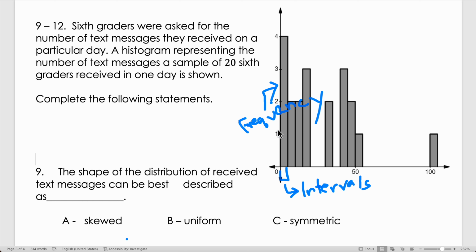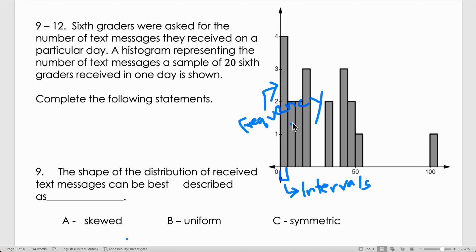Sorry, it's kind of messy. So what's going on here, we don't have exact numbers. It looks like 0 is there, 50 is there, maybe 25 is there. It looks like these are split up into about 5s if I'm estimating. This interval is between 0 and 5 text messages. Out of all 20 students, 4 of those students sent between 0 and 5 text messages. The next interval is probably about 5 to 10.